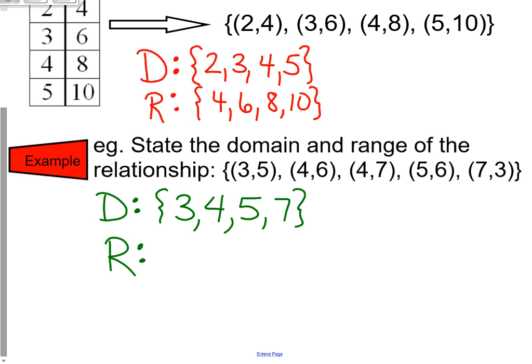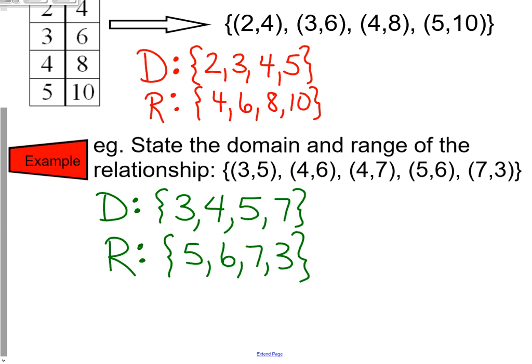Whereas my range is going to consist of all of my outputs. My outputs are my y values. In this case, I have a 5 and a 6 and a 7. And another 6. So I am not going to include that 6. And a 3. So here we go.